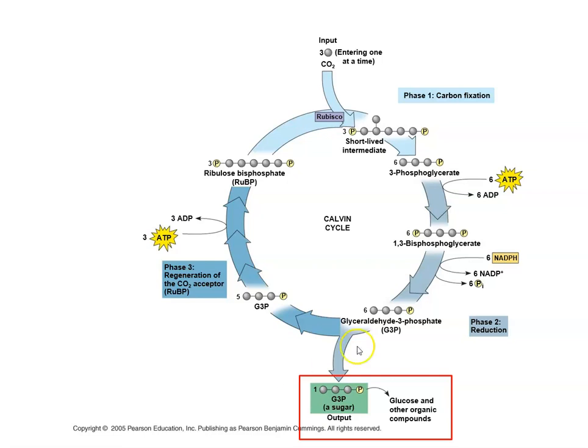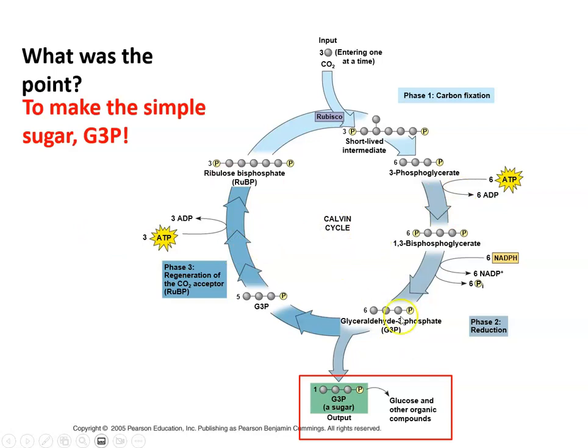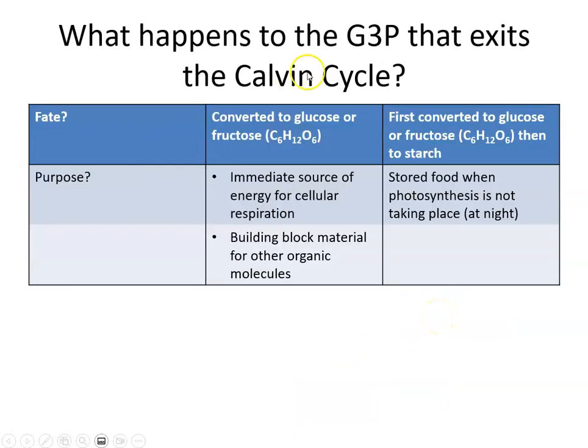So what's going to happen to this G3P? Well, there are a few different fates for it. One possible fate is that it's going to be converted to glucose or fructose, which both have the same molecular formula, making them isomers. That formula is C6H12O6. The purpose of doing that is that it's now an immediate source of energy for cellular respiration. It can also be used as a building block material for other molecules.